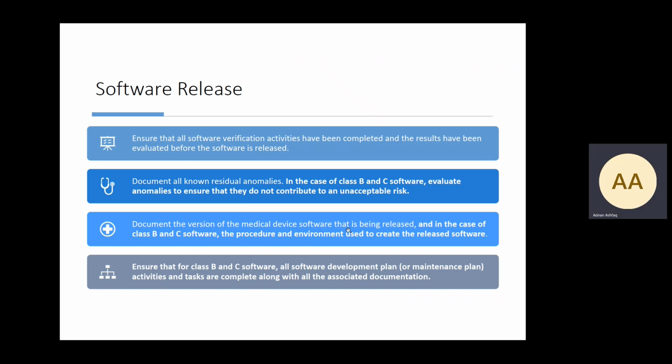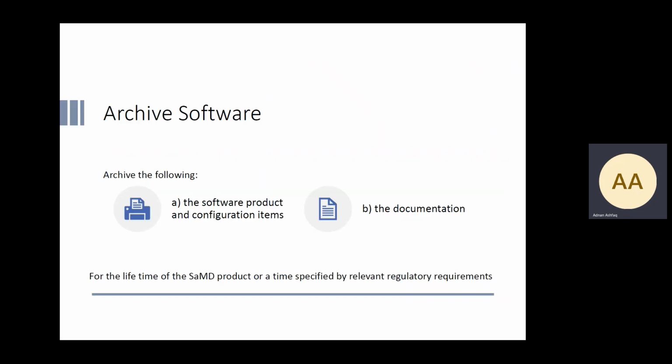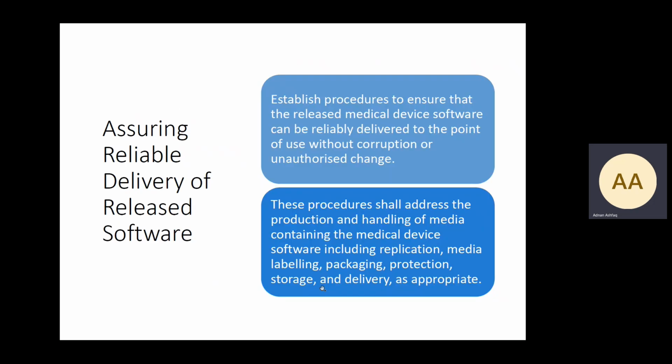Document the version of the medical device software that is being released. And in the case of Class B and C, the procedure and environment used to create the release software. And ensure that for B and C, all software development plan or maintenance plan activities and tasks are complete, along with all the associated documentation. And then archive the software product and configuration items, all of the documentation, for the lifetime of the software as a medical device product, or a time specified by relevant regulatory authority requirements.